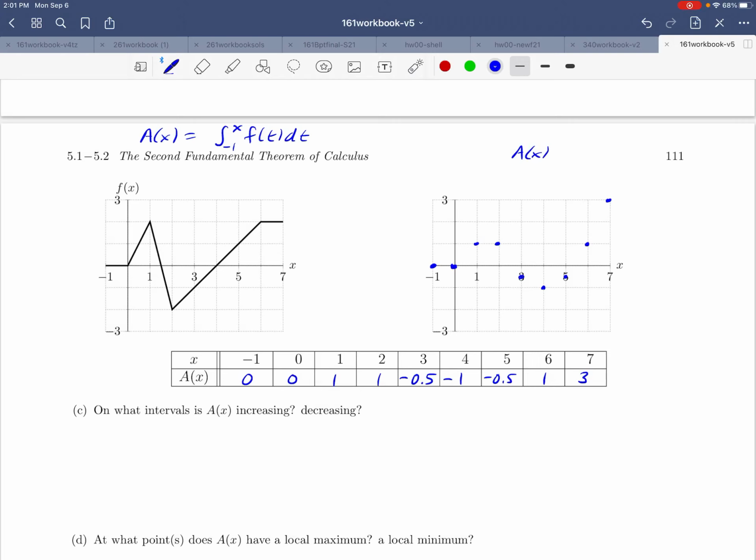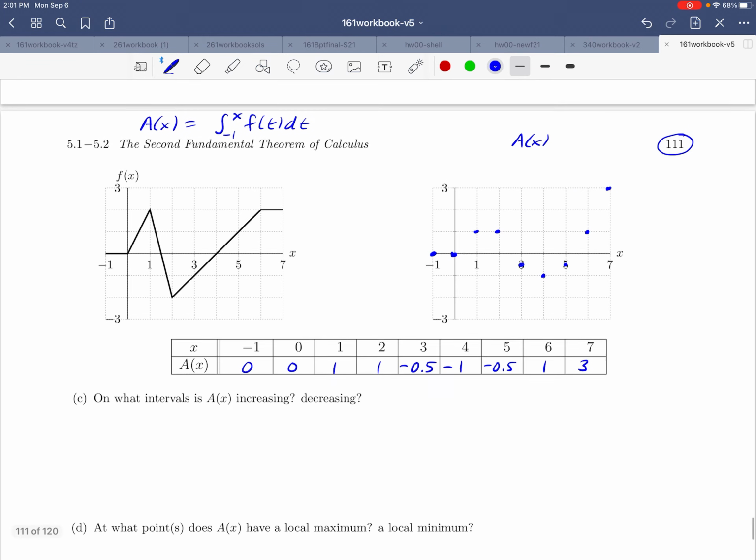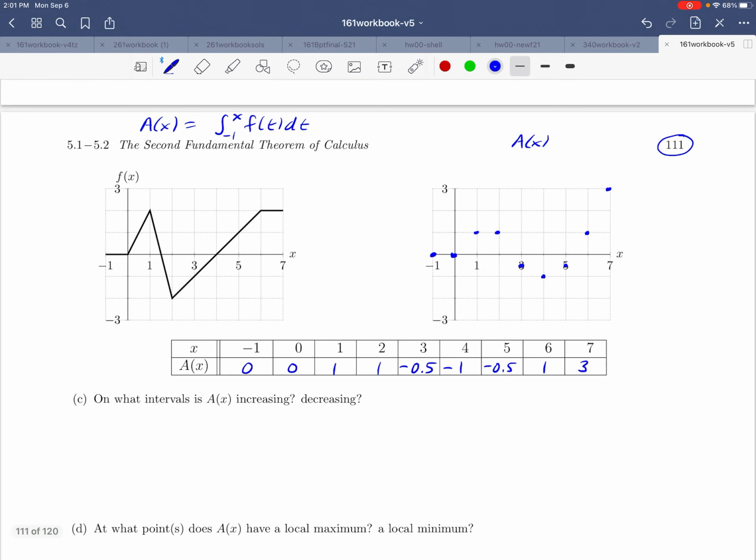Hello everybody, and welcome to the continuation of Example 2, which started on page 110. We are going to start on page 111, and just a reminder that what we've already done in this example is to start with a function that was defined like this. A of x is the integral from -1 to x of f of t dt, and to use that definition to figure out these points and then to plot them up here.